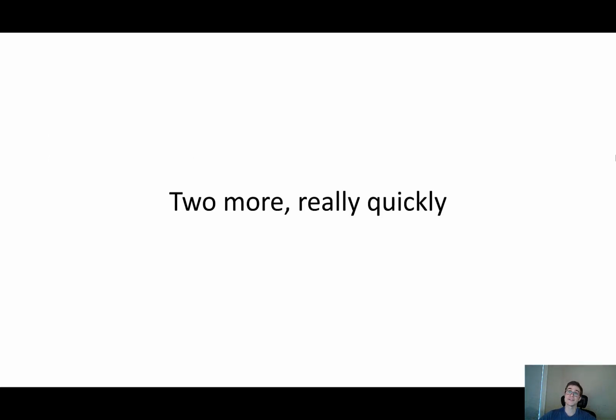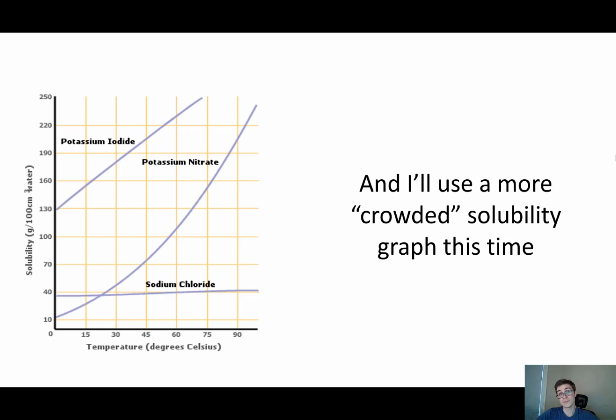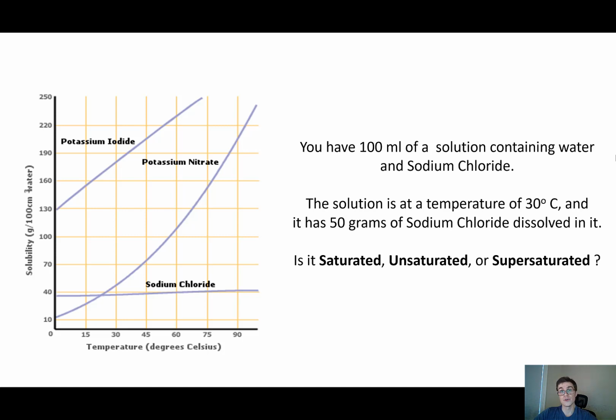Two more real quick examples. And I'm going to use a more crowded solubility graph this time because this is the kind of stuff that you're normally going to be using. Not with one nice curve with a lot of unnecessary distractions. So if you have 100 milliliters of a solution containing water and sodium chloride, this is different. The solution is at a temperature of 30 degrees and it's got 50 grams of sodium chloride dissolved in it. Is it saturated, unsaturated, or supersaturated?